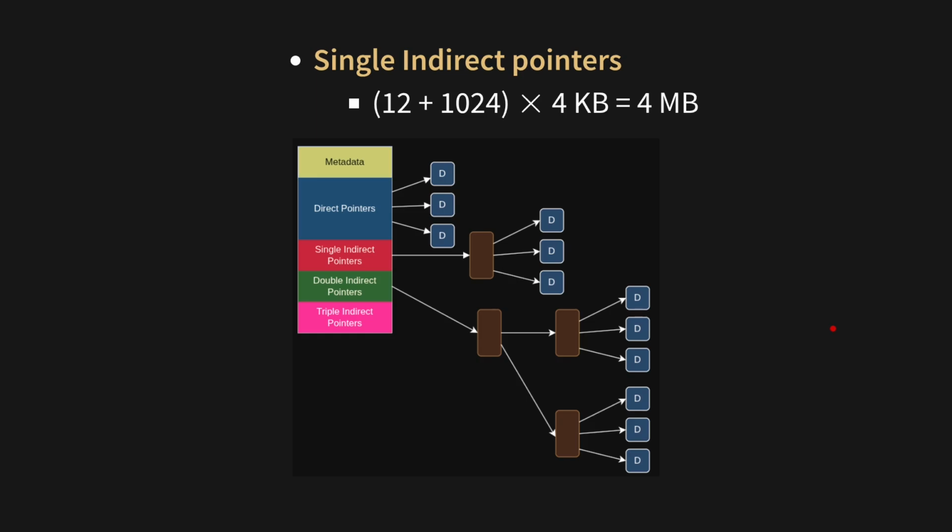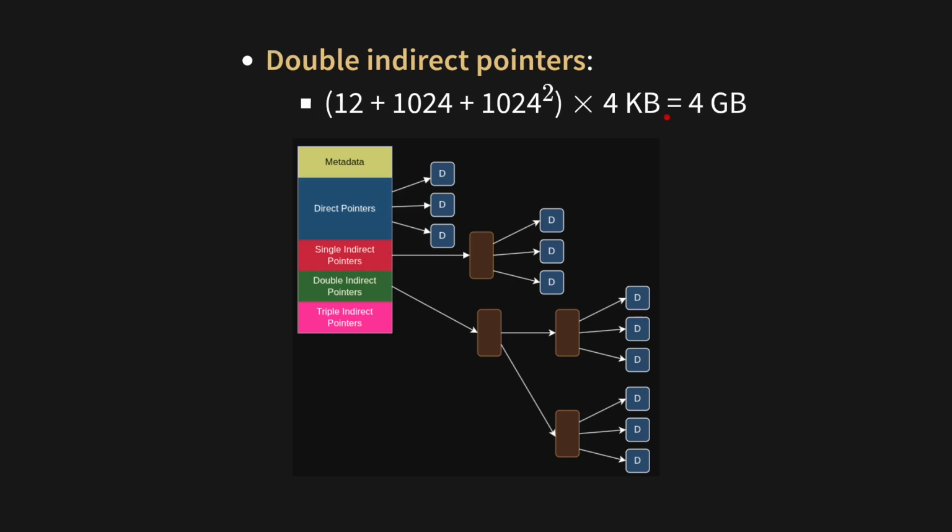Let's say we have the 12 direct pointers, and then we have a single indirect pointer that points to a block containing 1024, or 2 to the power 10, pointers. This means that if we multiply these by 4 kilobytes, we can have a file size of maximum 4 megabytes. It's around 4 megabytes.